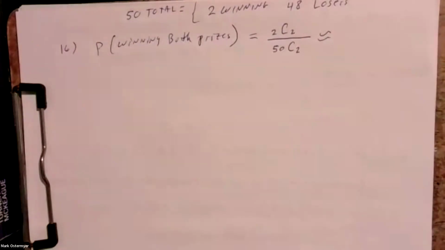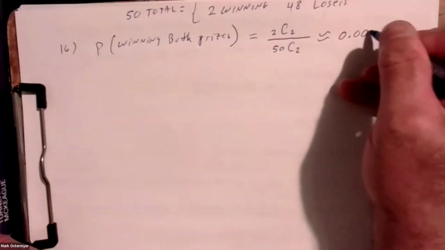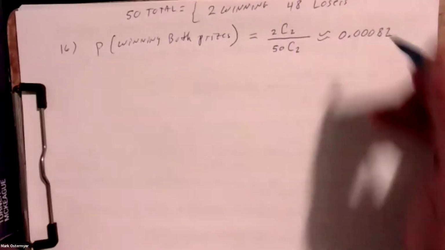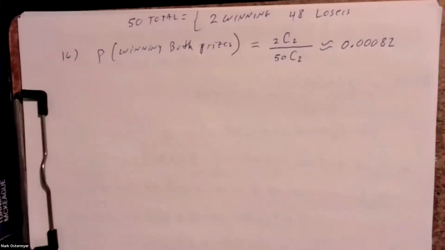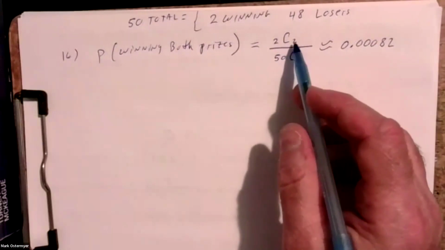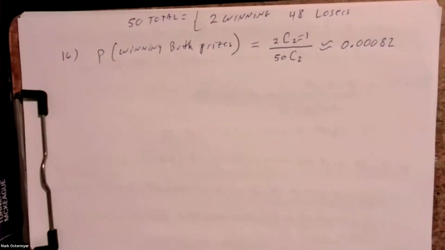I already worked this probability out. Your answer to that question, ladies and gentlemen, is going to be about 0.00082. That's your probability of winning both prizes. That's not even 1% chance. So it's very slim that you'll win both prizes. That one's done. That's number 16. By the way, 2 in combination with 2 works out to be 1. Your numerator is equal to 1. Okay. All right, let's try another one here. That one's done.